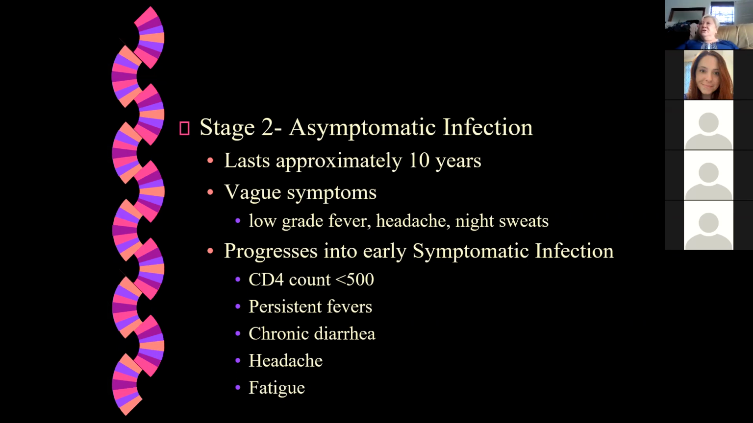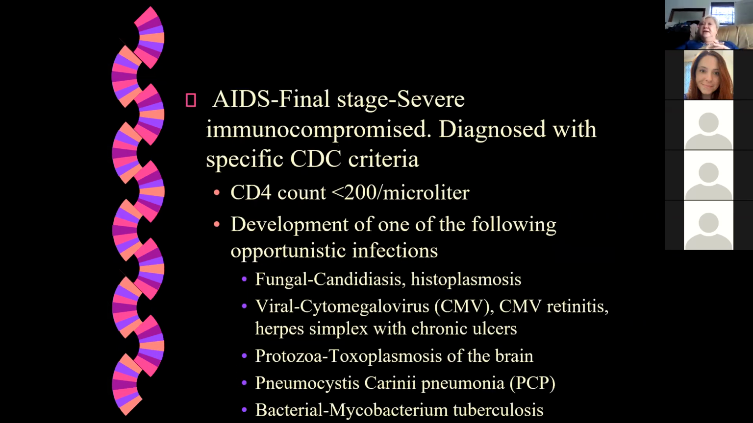Then you're going to go into the third stage. The third stage is when you are diagnosed with having the disease. And that is called AIDS, acquired immunodeficiency syndrome. Now, this is defined, the disease is defined by the Center for Disease Control in Atlanta.